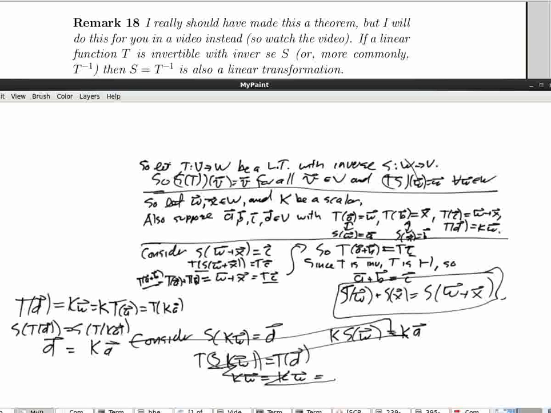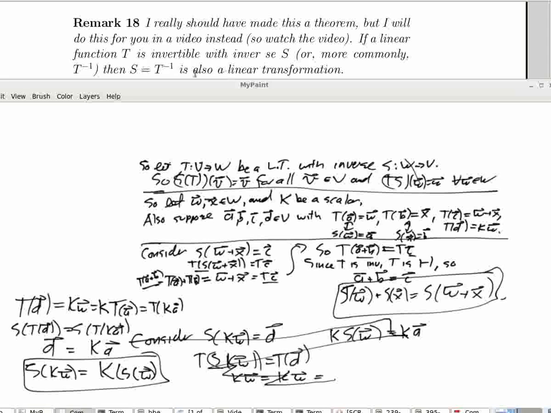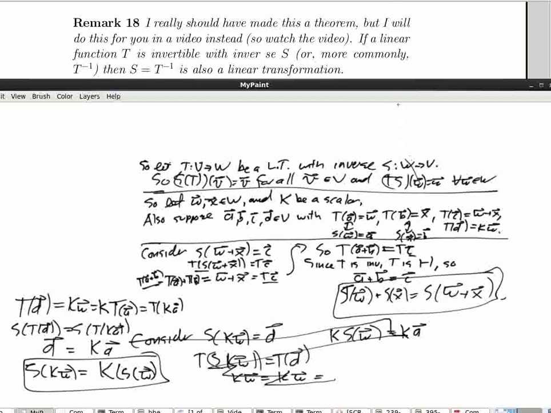But what is D equal to? D is equal to S of KW. Why is that? Because T of D is equal to KW. What's K times A equal to? Well, what is A? A is equal to S of W. So this is the second part. So in other words, S of KW is equal to K times S of W. So since these two things both hold, we should see that S is linear, which means that the inverse is also linear, since S is the inverse. That's it. We're done.